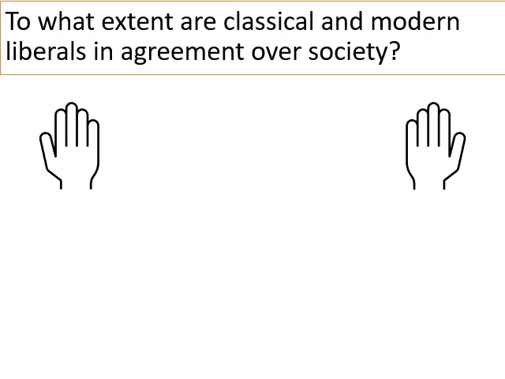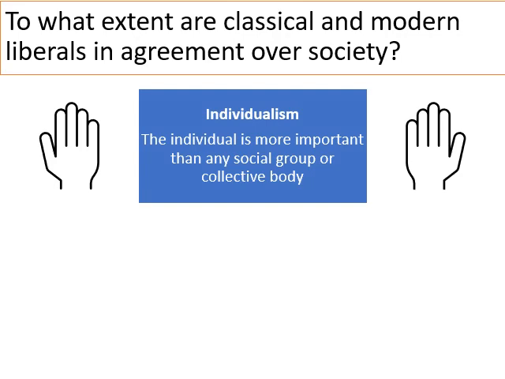So let's have a little look at how we might break down our three paragraphs. These hands here represent the two sides of the debate. Now, all liberals believe in individualism. We mentioned this earlier, so I'm not going to talk about it too much more now. However, just as a reminder, it basically means that individuals are more important than any social group. They reject the idea of working class, middle class, upper class that we see in socialism. And they reject the idea in conservatism of having rulers and ruled, having fixed structures in society. So they reject that.